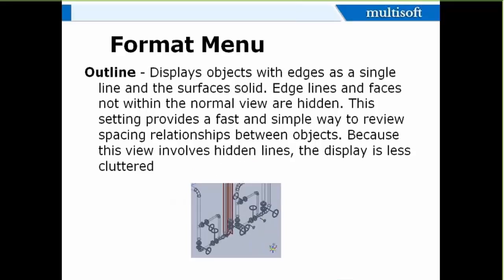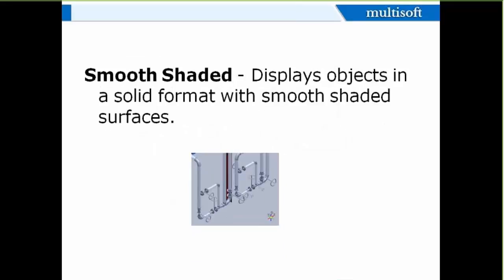Outline mode: if you don't want to see the solid edges, the solid model, it is possible, like in the old software PDS and MicroStation 2D drawings, where you were seeing the outline. In the same way, you can check this in the outline mode also. Smooth shaded is very good for our display purpose. So smooth shaded is always preferable in SP3D.